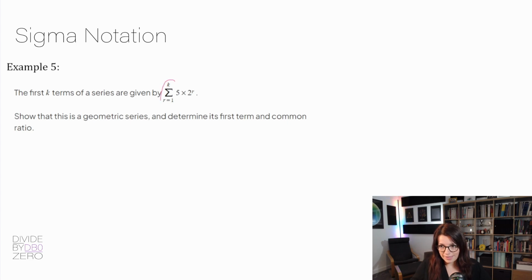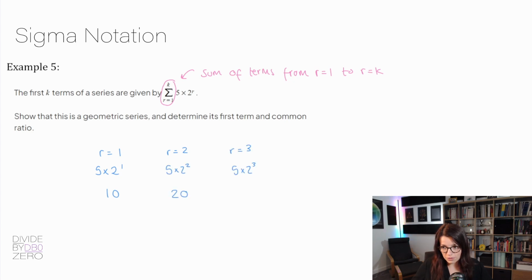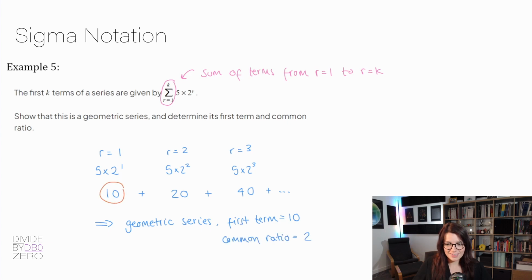So remember, this means the sum of terms from r equals 1 to r equals k. We're going to sub in our r values again to see what's going on in this series. So when r equals 1, we're going to have 5 times 2 to the power of 1, which is 10. When r equals 2, it's 5 times 2 squared, 20. When r equals 3, it's 5 times 2 cubed, 40, and so on. So this time it does look like a geometric series. First term 10, common ratio 2, because it starts at 10 and you're timesing by 2 each time.